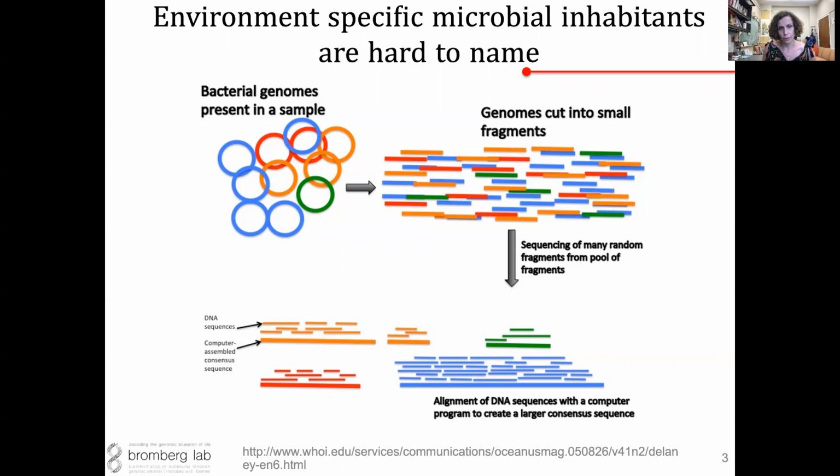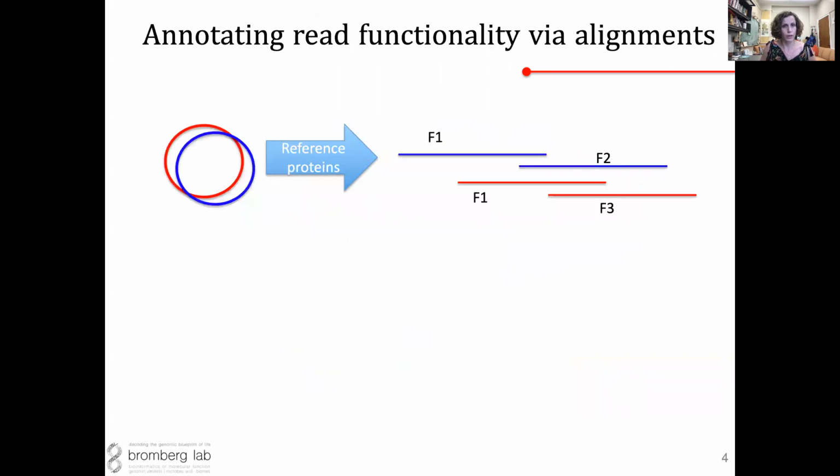So another way to think about how we're going to annotate metagenomic data is via alignments to known organisms. So you can imagine a set of bugs that have, let's say, the red and the blue one here that have reference genes and so corresponding reference proteins. And each one of these genes or proteins has a function assigned to it. So the blue organism, for instance, has two functions, F1 and F2, and the red organism has two functions, F1 and F3. So here it's important to recognize that two different organisms can carry out the same activity, and that's the F1 in this case.